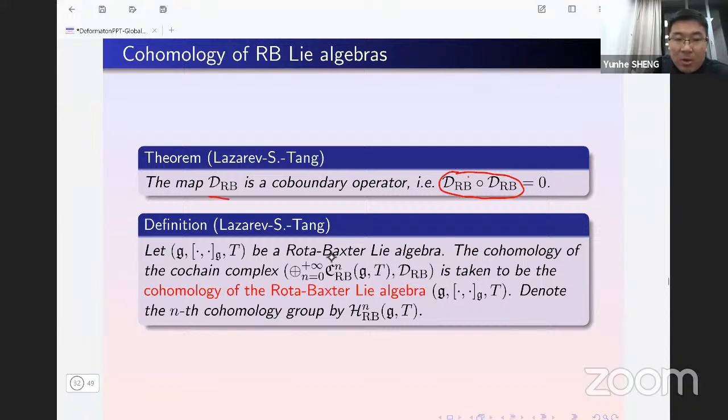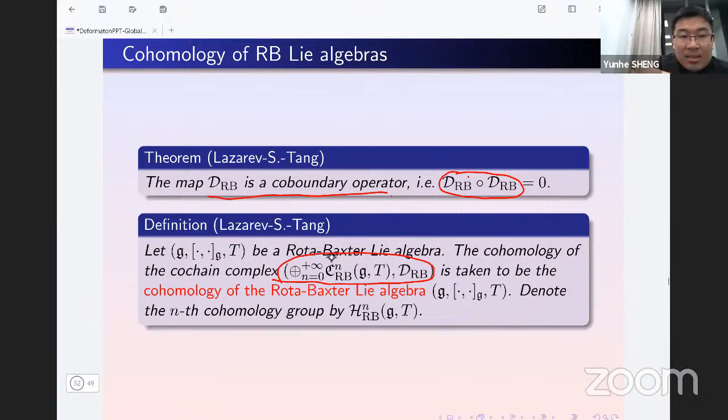So DRB is a coboundary operator. And then we can give the following definition. Let GT be a Rota-Baxter Lie algebra. The cohomology of this cochain complex is taken to be the cohomology of the Rota-Baxter Lie algebra GT.